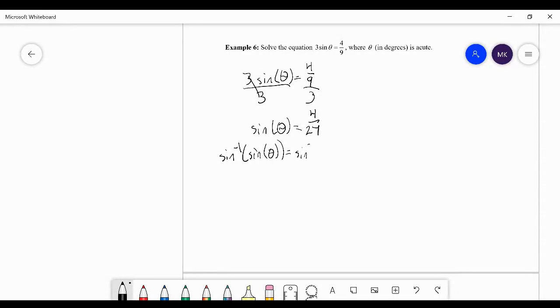And since we know that theta is acute, I know that these are just going to cancel out, leaving me with theta equals inverse sine of 4/27. Again here, this problem tells me that theta is in degrees. So we keep our calculator in degree mode.